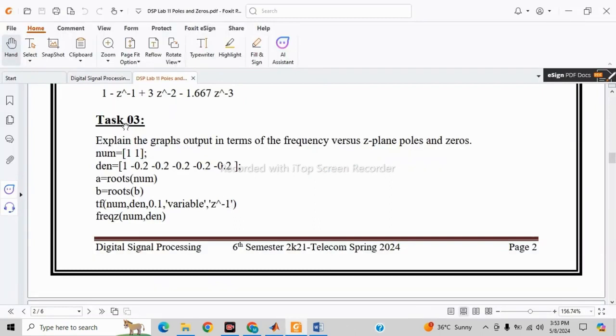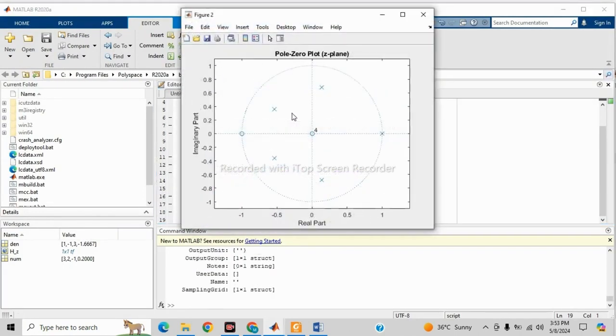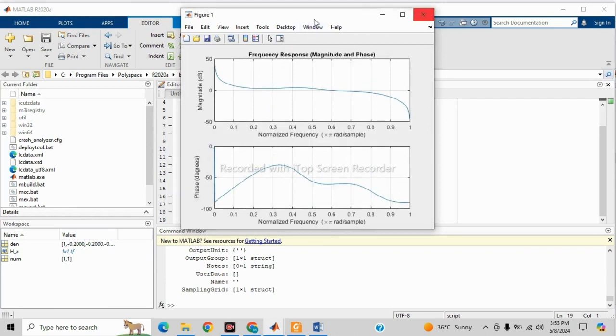Next we have task number 3, which is explain the graph's output in terms of the frequency versus z-planes, poles and zeros. Here is the code I have to implement in MATLAB. This is the code I have written in MATLAB, and the output for this is here, the pole zero graph in z-plane. And this is the frequency response, magnitude in decibels, and phase in degrees.